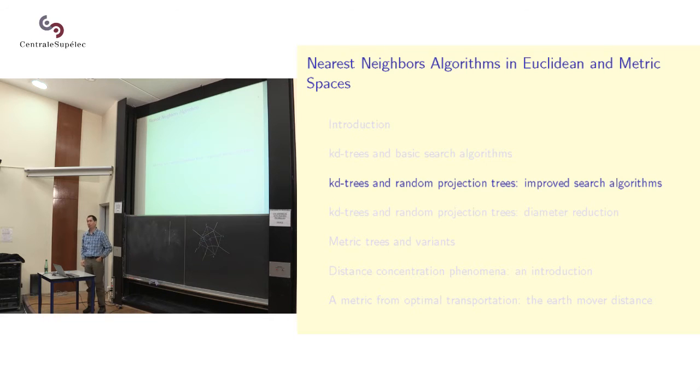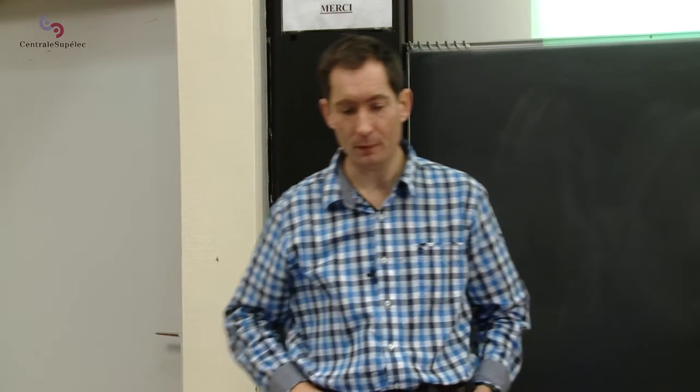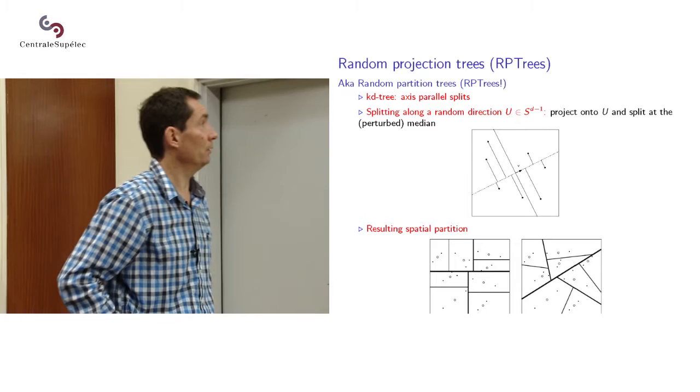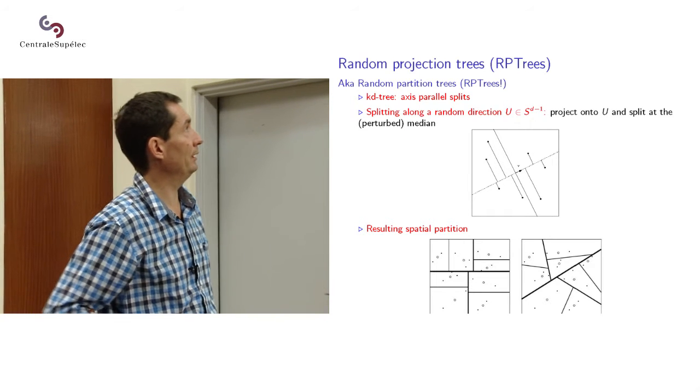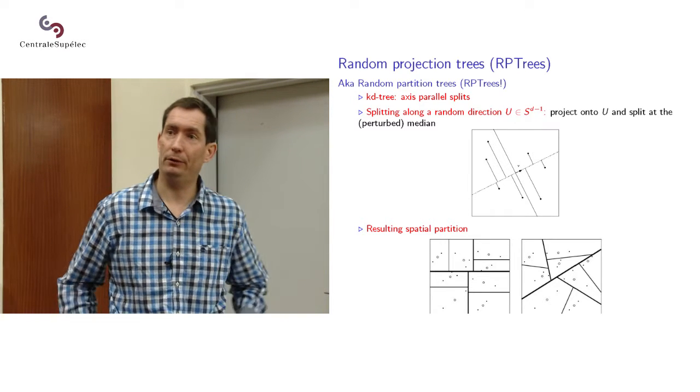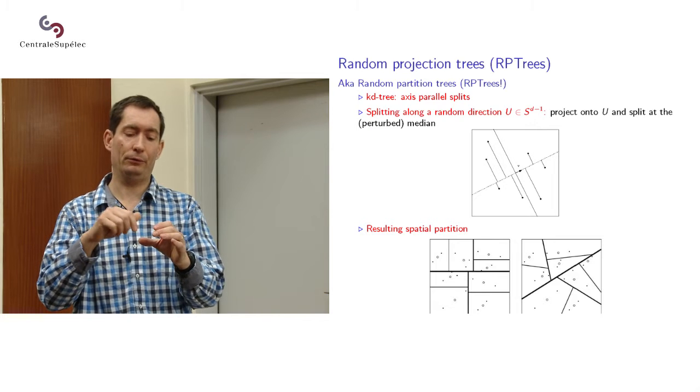Now we are going to learn about refinements for kd-trees so as to get rid of the limitations which we saw earlier, right? So there is a very basic idea here, which is that of using splits which are not going to be orthogonal to coordinate axes, right? So in other words, the basic construction would be the following.